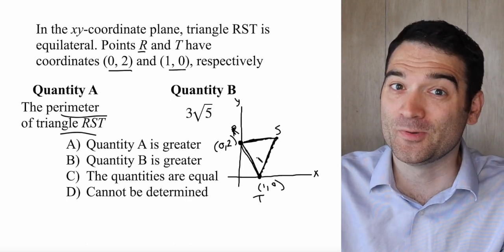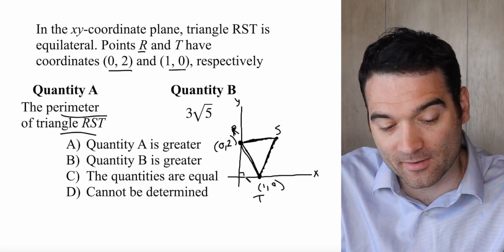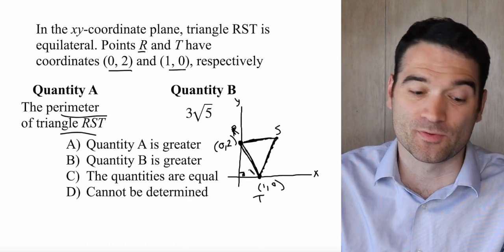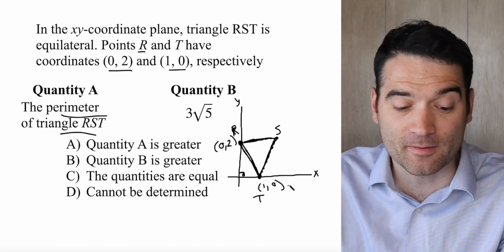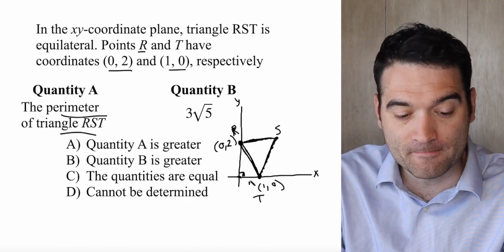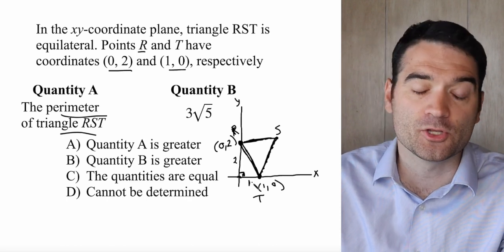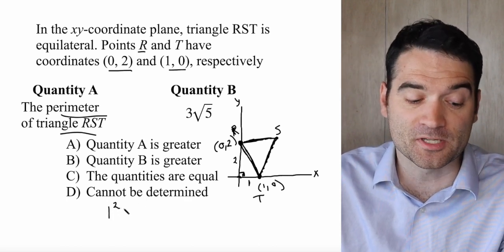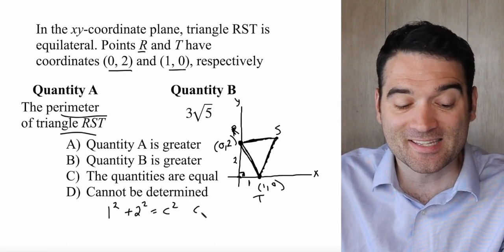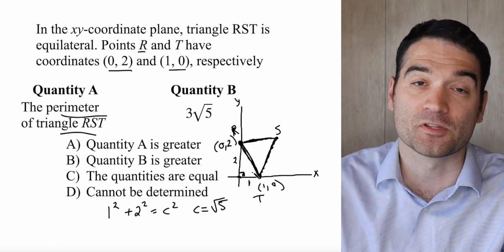Or what you could do is use the Pythagorean theorem. Because, see, we have a right triangle right here, and this line is the hypotenuse of a right triangle. So let's use the Pythagorean theorem. What is this distance from (0, 0) to (1, 0)? Well, that's a distance of 1. And the distance from (0, 0) to (0, 2) going up is 2. So if I use the Pythagorean theorem, a squared plus b squared equals c squared, 1 squared plus 2 squared equals c squared, and I solve this, I find that c is equal to the square root of 5. So this side of the triangle is equal to the square root of 5.